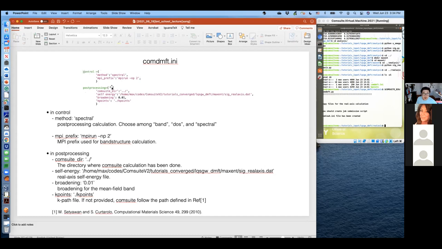And for the post-processing dictionary, you should provide where the comsuite calculation directory is. In this case, it's the parent directory. And you should let the code know where the self energy on a real axis is located, which is here. We can put an arbitrary broadening for the interacting states. In this case, I say that it is 10 milli-eV, in eV units. And you can specify k points. However, if you do not provide k points, then comsuite follows the path defined in this paper.